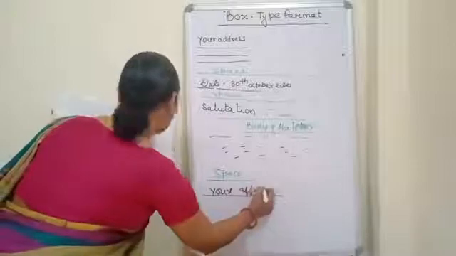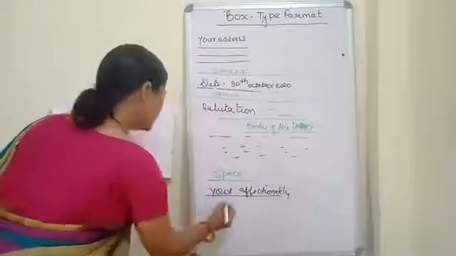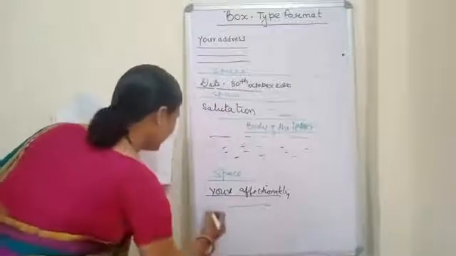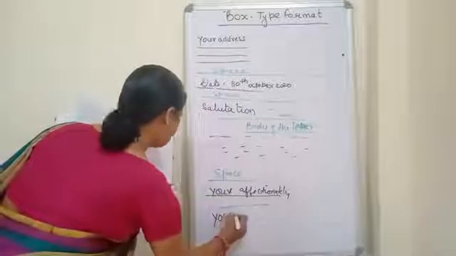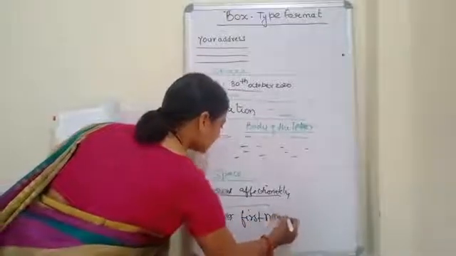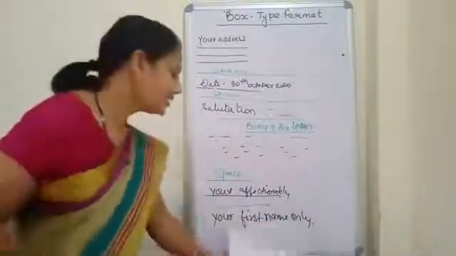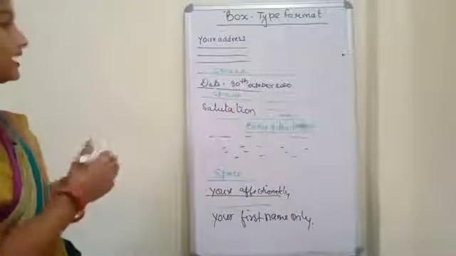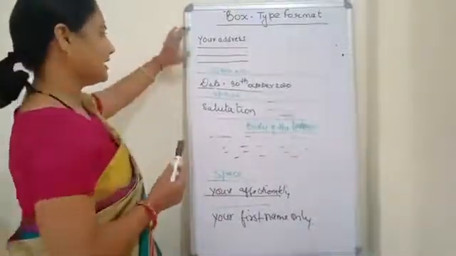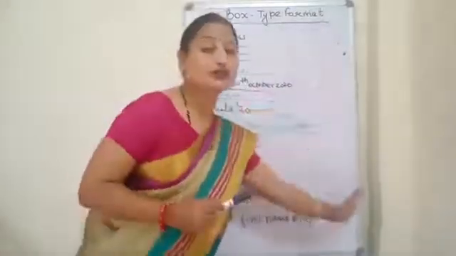Affectionately, and after this again leave 1 space and write your first name only. So this is the method of writing a box type format. How to write? Everything will be at one side only. Now we are not going to this side.